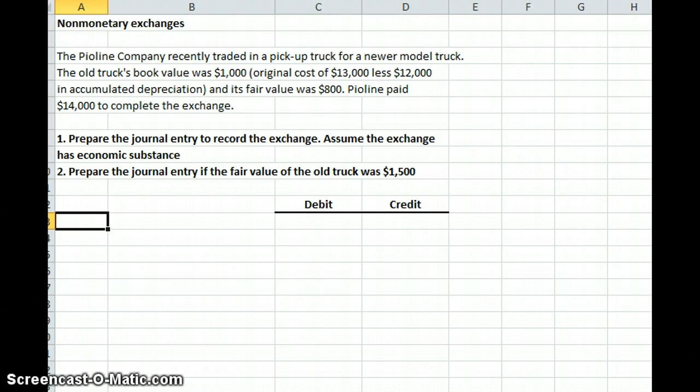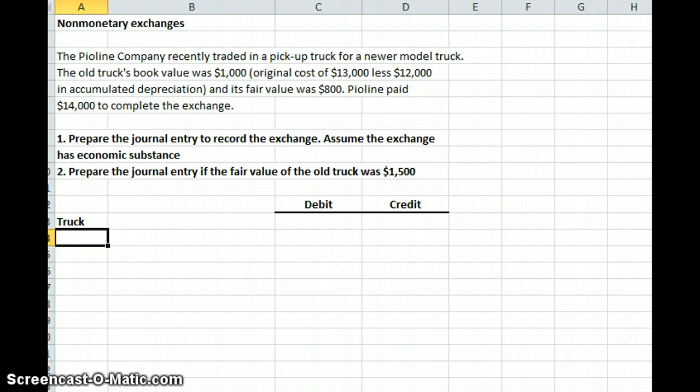So we need to prepare the journal entry to record the exchange, and we're assuming the exchange had economic substance, and then we're also going to do the same entry, but we're going to prepare it if the fair value of the truck was actually $1,500 instead of $800. So let's start out, first of all, we need to figure out what the value of our new truck was. So that's going to be our new asset.